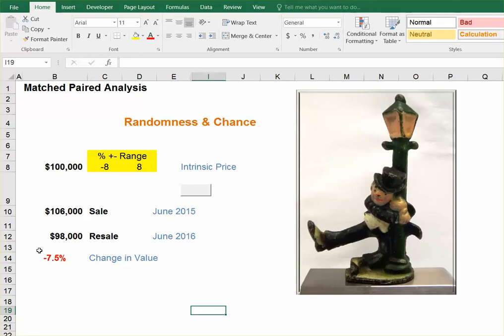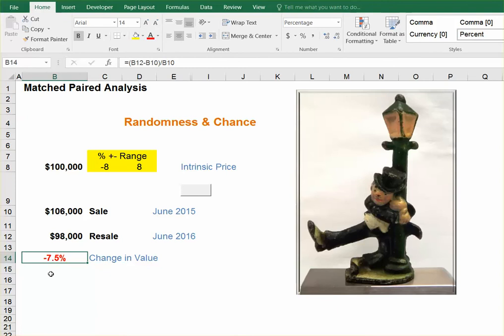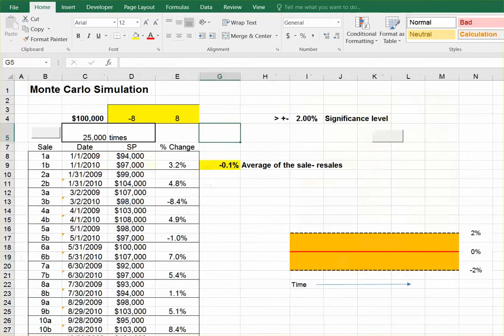Here we're just going to be concerned with chance and randomness. Some people say if you have 30 sales, things tend to normalize out. In other words, when it's supposed to be 0% change in value over time, it gets rid of the minus 8s and the plus 8s and brings it more to the middle. Well, we set up a spreadsheet, and let's take a look at what this spreadsheet does.